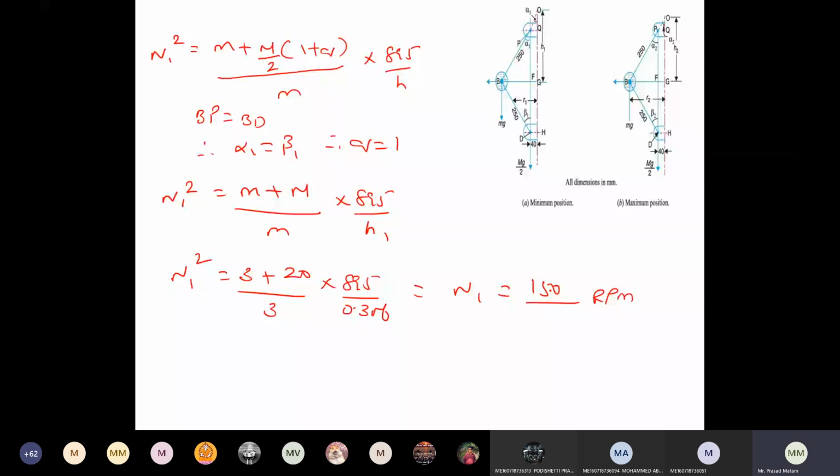Now let us go for the next, from maximum position. What are the unknowns here in the maximum position? We don't know H2 value, it is unknown, and alpha 2 is unknown. Beta 2 is also unknown. And BF is also unknown.